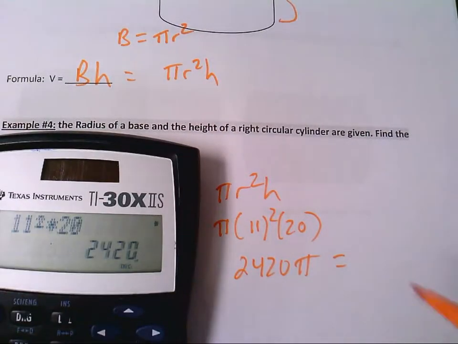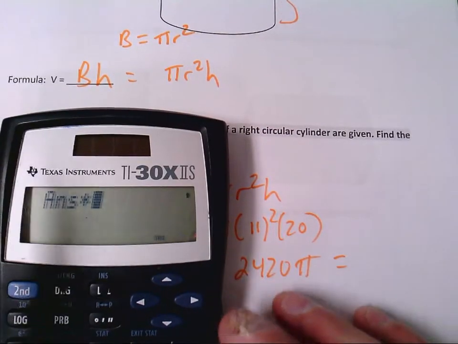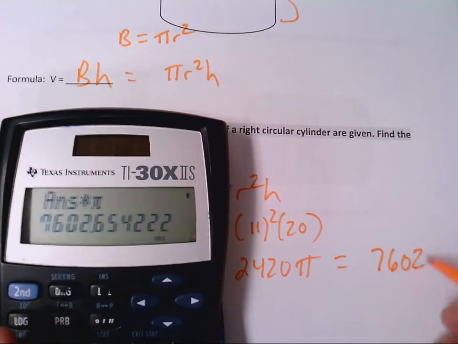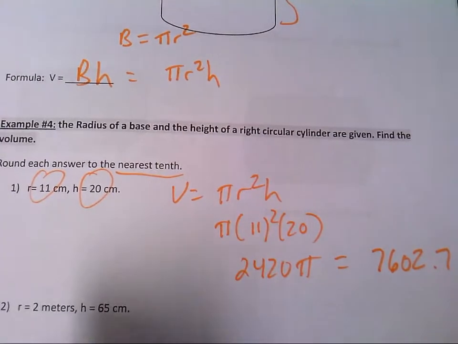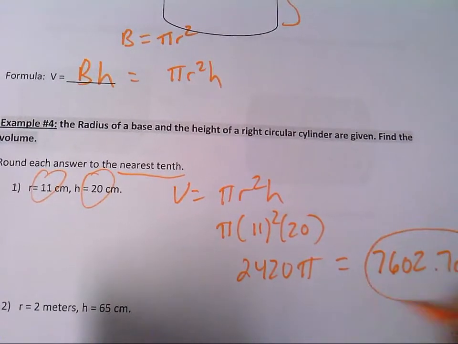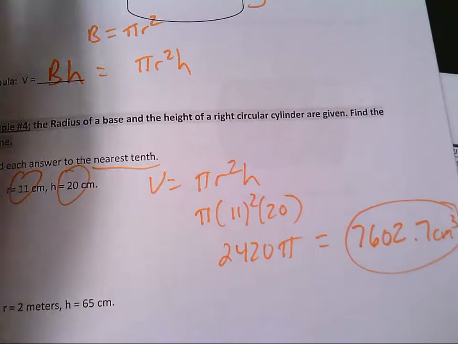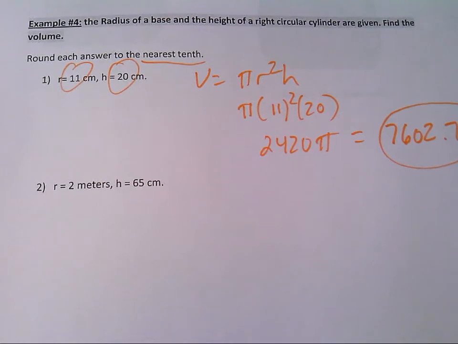All right, so now I can take this 2420 and multiply it times the pi button, and I get 7,602.7, which to the nearest tenth would be 7,602.7, and we would say centimeters cubed. Right. Okay. So now the only thing that is really going to trip a lot of you up, actually I'll move this down and I'll do this.